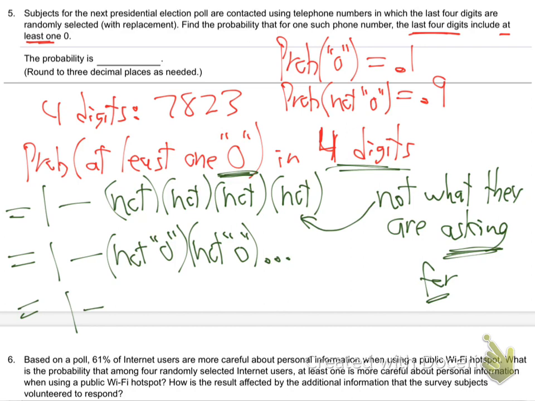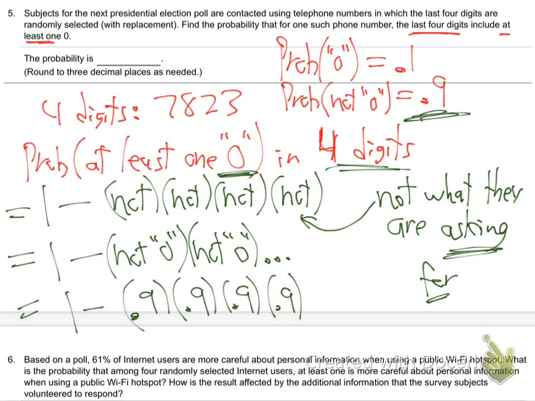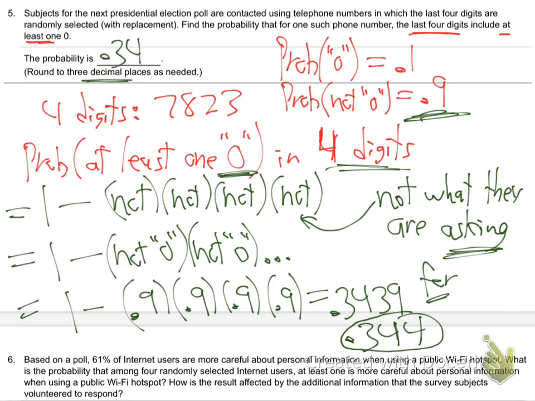So what's the chance it's not a 0? 0.9. Right there. 0.9 times 0.9 times 0.9 times 0.9, or you can just do the 4th power. That'd be easier. Just do 1 minus 0.9 to the 4th power. And I'm getting 0.3439. Yes. 3439, 3 decimal places. So I guess that's 0.344.